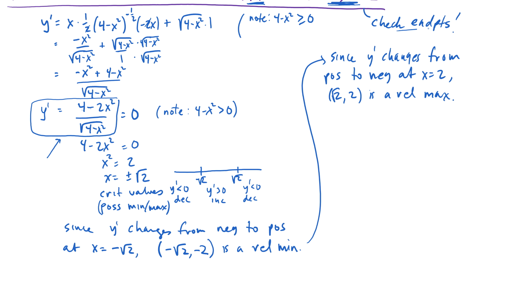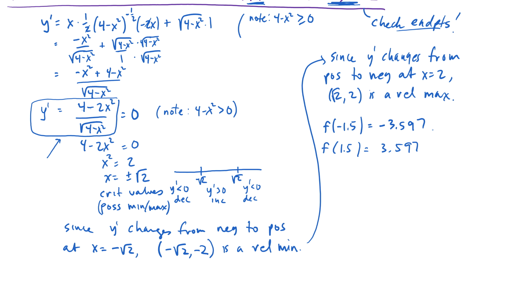And then now I've got to check my endpoints, because those could be extrema as well. I want to look at f of negative 1.5, and if I plug that in, I said earlier you don't need a calculator, but you do to get the decimal equivalent for this, so you would need a calculator on this one. So you get negative 3.597, and let's do them both. f of 1.5 is positive 3.597.